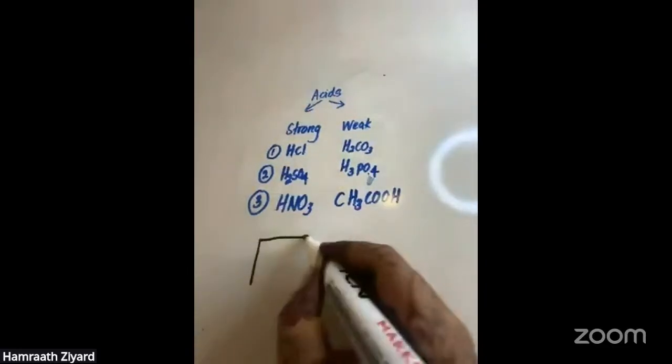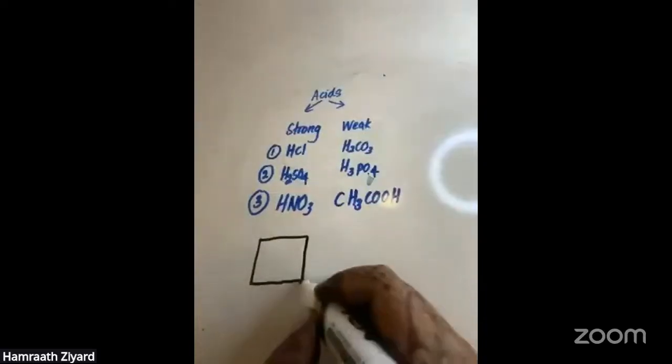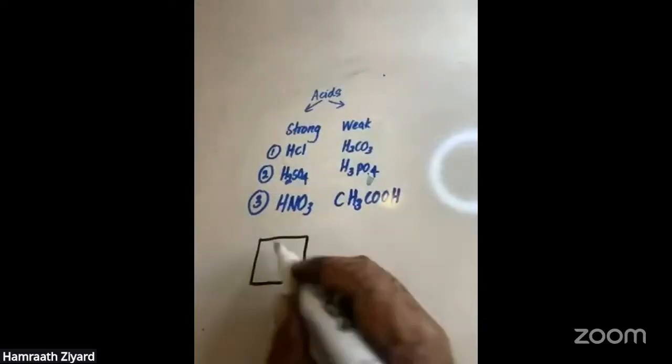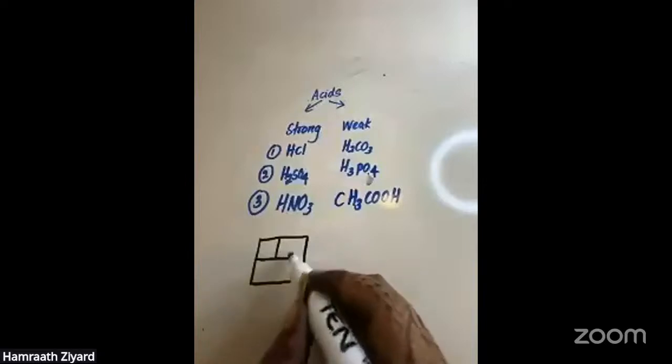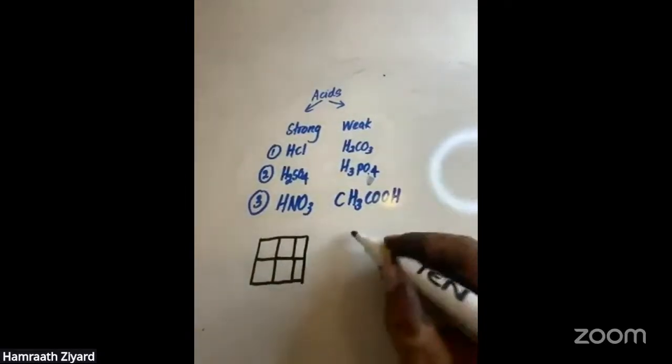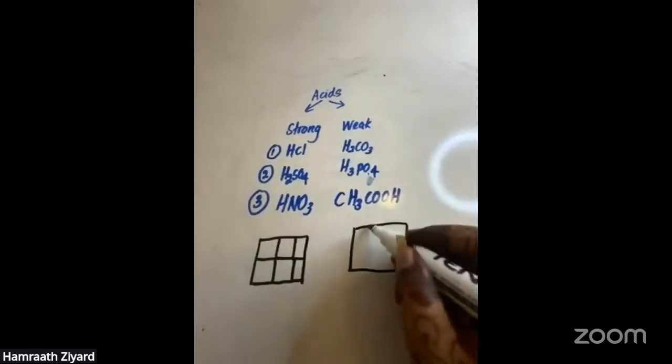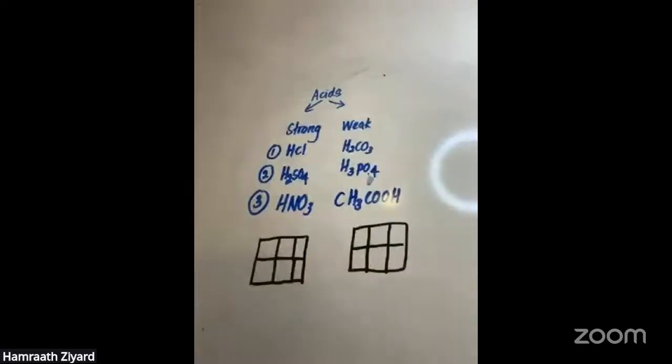Now what are strong acid and weak acid? Before I go to the main part, let me explain the difference between the strong acid and the weak acid. Let's say this is a wall, and this wall is made out of brick. Here also you have a wall, and it is also made out of brick.